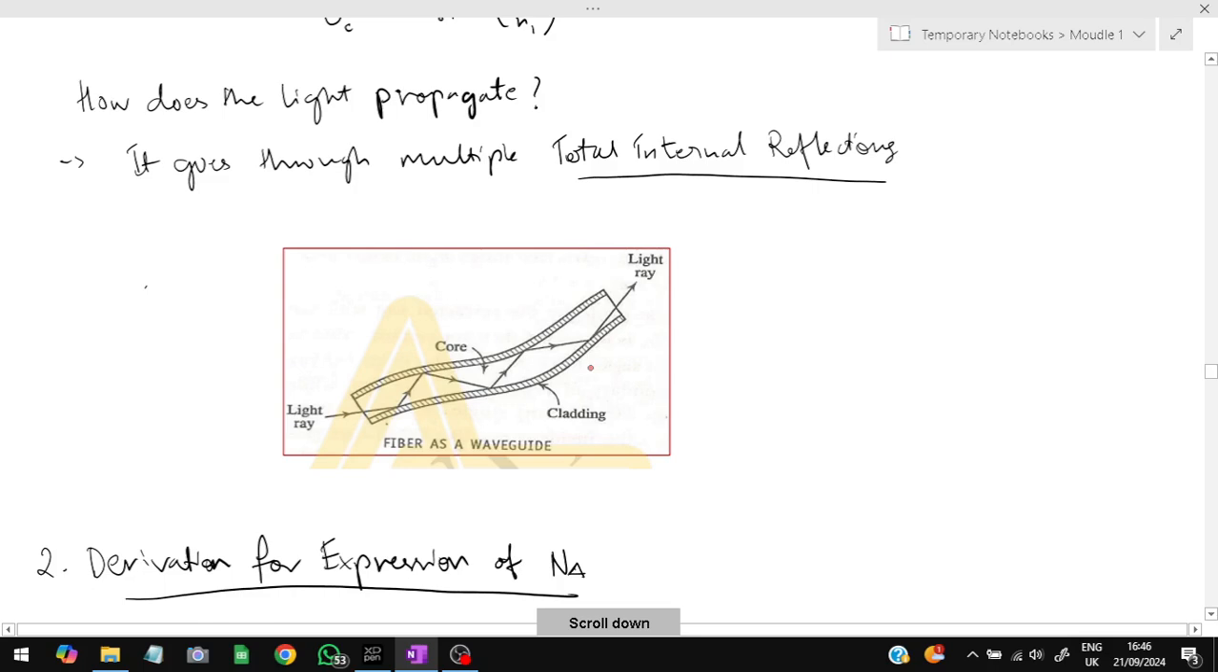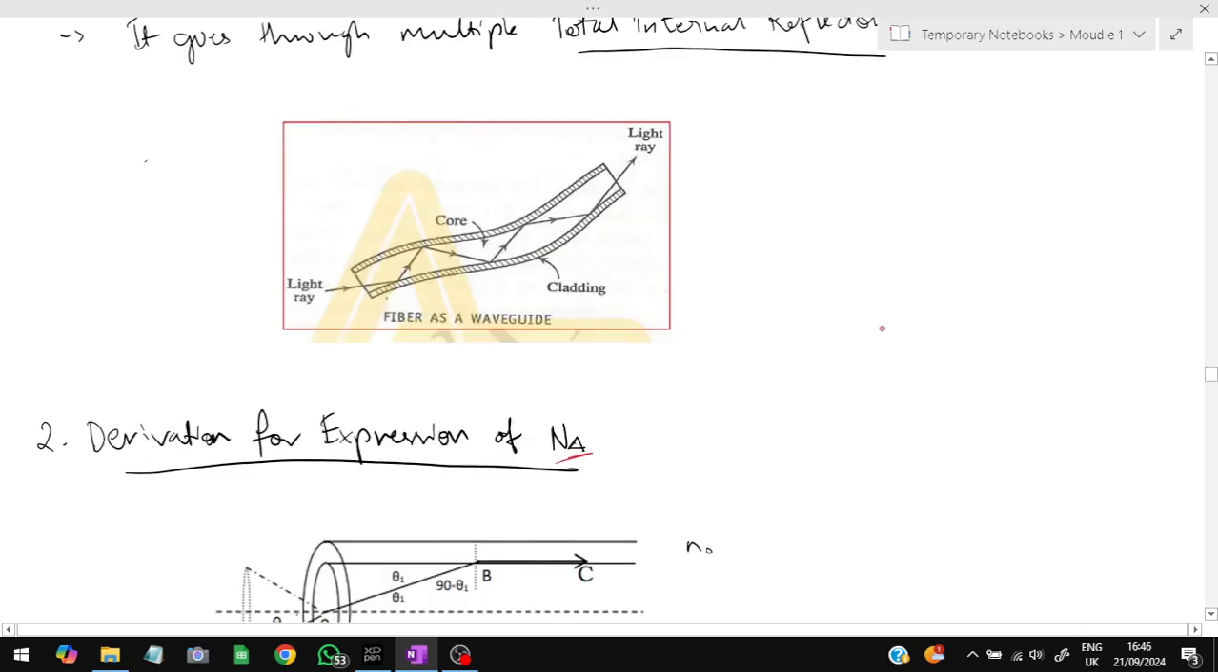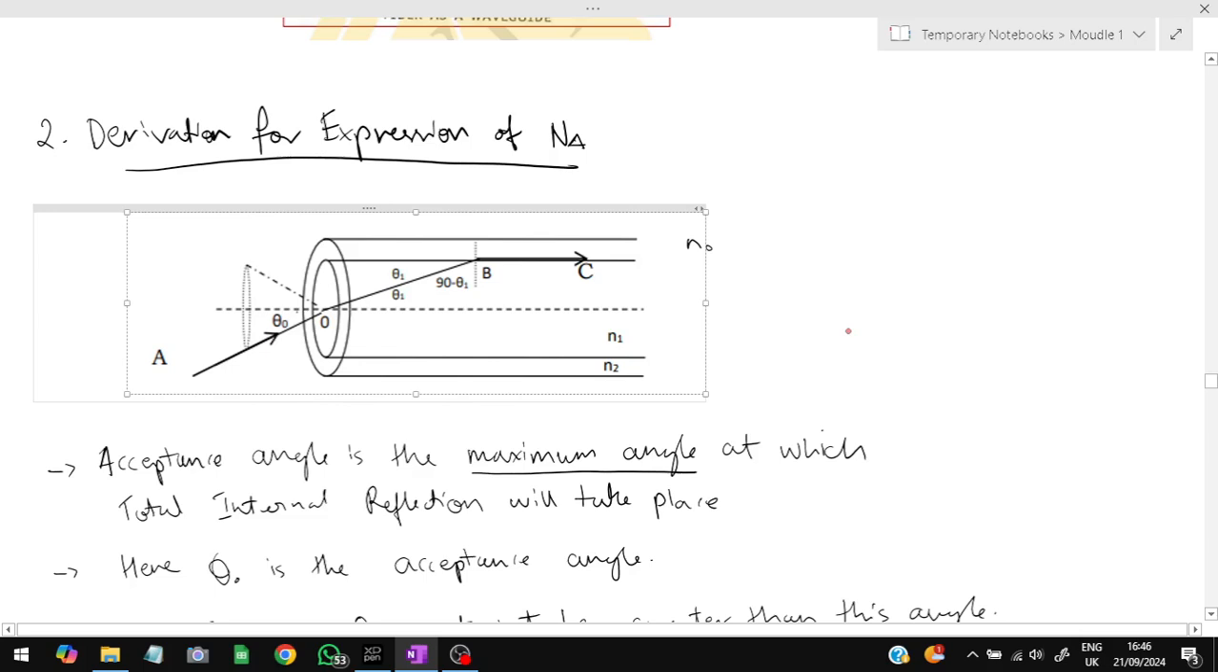So now we'll be using these concepts to understand how the numerical aperture and acceptance angle are derived. Let's have a look at it. This is a more detailed diagram. The optical fiber diagram which I initially showed you was like this, right? So it has three sections. This is the outer part, which might also be insulated many times, this is the cladding, and this is the core part.